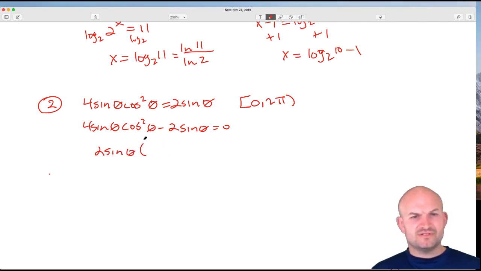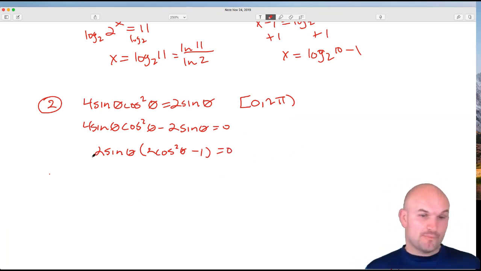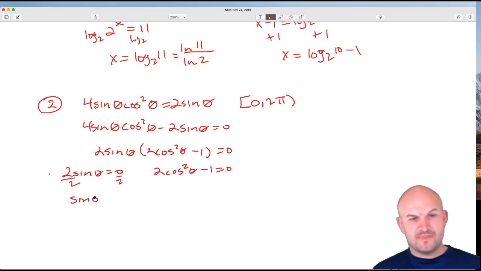By factoring out 2 sine of theta, that's going to leave me with 2 cosine squared of theta minus 1 equals 0. Now I can apply the zero product property, right? I have a product of two expressions equal to 0, so I can set them both equal to 0. Therefore 2 sine of theta equals 0, and 2 cosine squared of theta minus 1 equals 0. Again, the 2 is just a scalar, so that's not going to change anything. Here, cosine squared of theta equals 1/2.